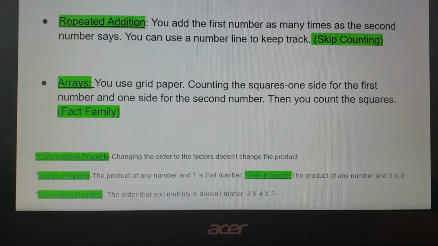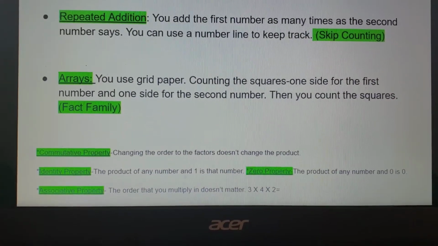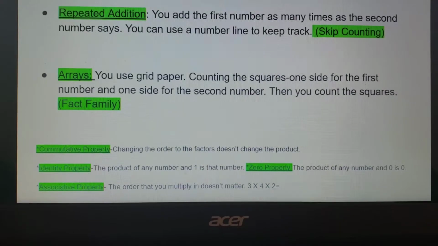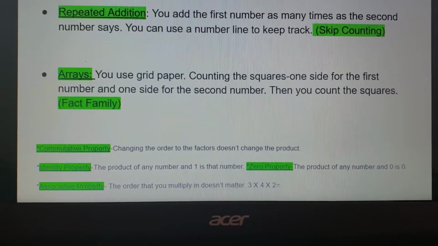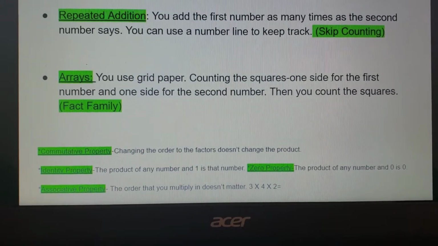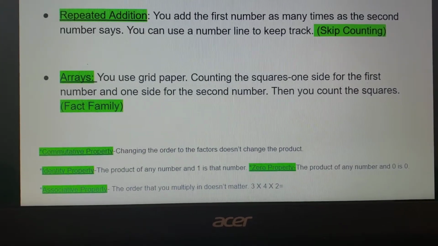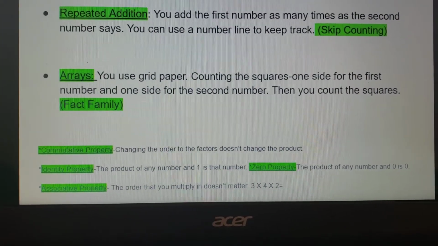The zero property: the product of any number and 0 is 0. And the associative property: the way you group the numbers when you multiply doesn't matter. 3 times 4 times 2, it doesn't matter if you do 3 times 4 first or 4 times 2 first. The product is going to be the same.